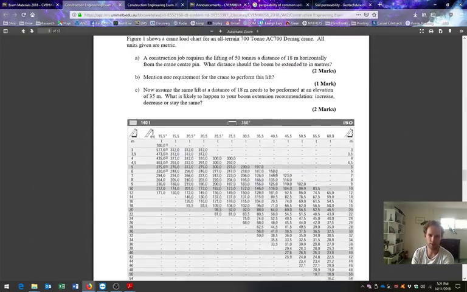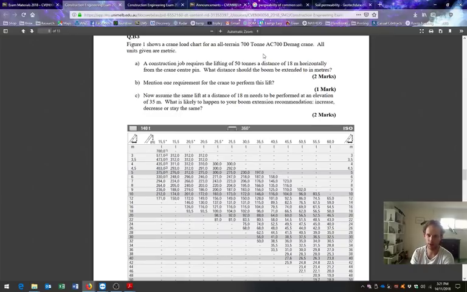2016 mock B3. 700 ton DMAG. We're going to do 50 tons, 18 metres horizontally. So let's look at 18 metres. We can use any of these booms. Great. Easy. What distance should the boom be extended? Well, we can do any, but I would recommend 20.5 metres because it's got the shortest boom length, it gives us greatest capacity. Mention run requirement to perform the lift. Outriggers, fully extended, 140 tonne counterweight, correct.